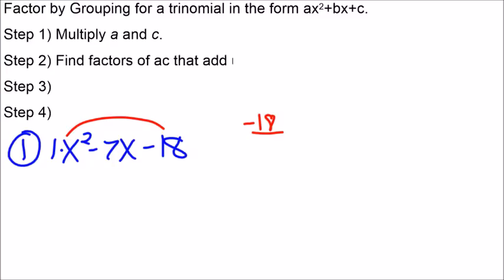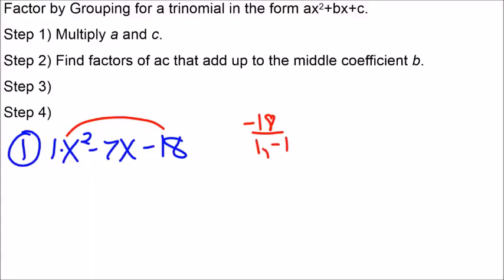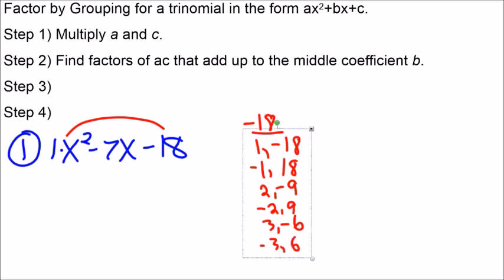And then our second step is to find factors of a times c, which in this case is negative 18. So we need to find factors of negative 18 that add up to the middle coefficient of b. So first let's start by listing our factors. The factors of negative 18 would be 1, negative 18. We can have negative 1 and positive 18. There's 2, negative 9, negative 2 and 9. We got 3, negative 6, and negative 3 and positive 6.